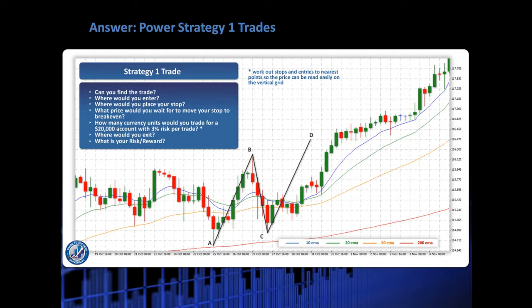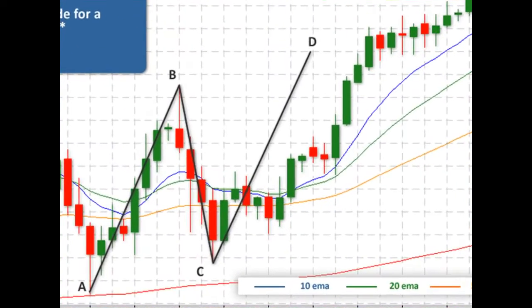Where would you enter? Well, you would enter at the 25% mark of A to B from point C going up. Going up because we're in a long trade, so we're expecting price to rise. So we'd be entering around about here. Now we've adjusted this slightly so it's right on the grid line. So if you've got a slightly different answer, don't worry about it.